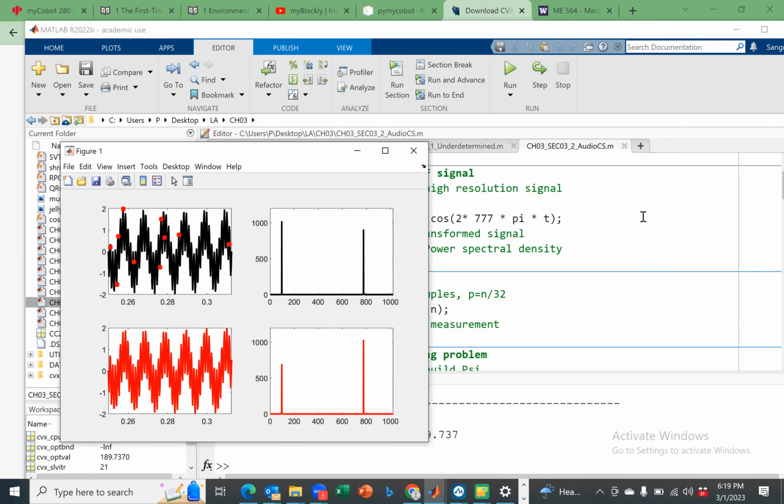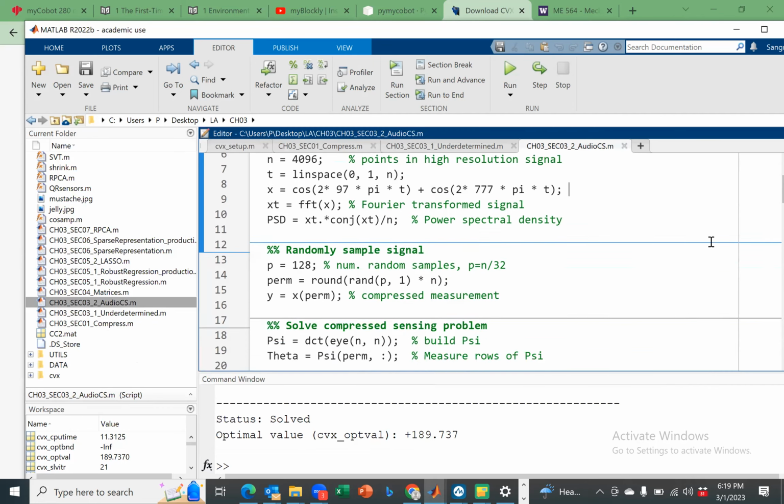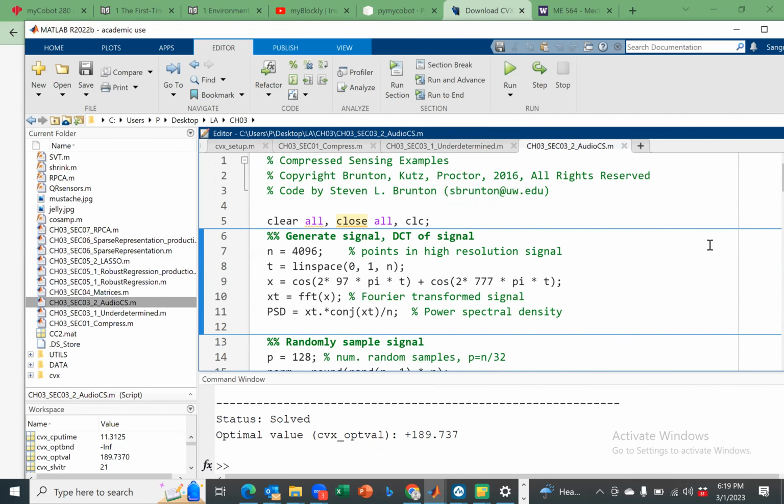So I want to quickly go through the code, and for this code to run, you need to have the CVX solver installed in MATLAB. But this example is very important. So you have a signal. That signal has two frequencies. And now you are going to perform the fast Fourier transform on the complete signal. And then you are going to construct the PSD, which is power spectral density, on the whole signal.